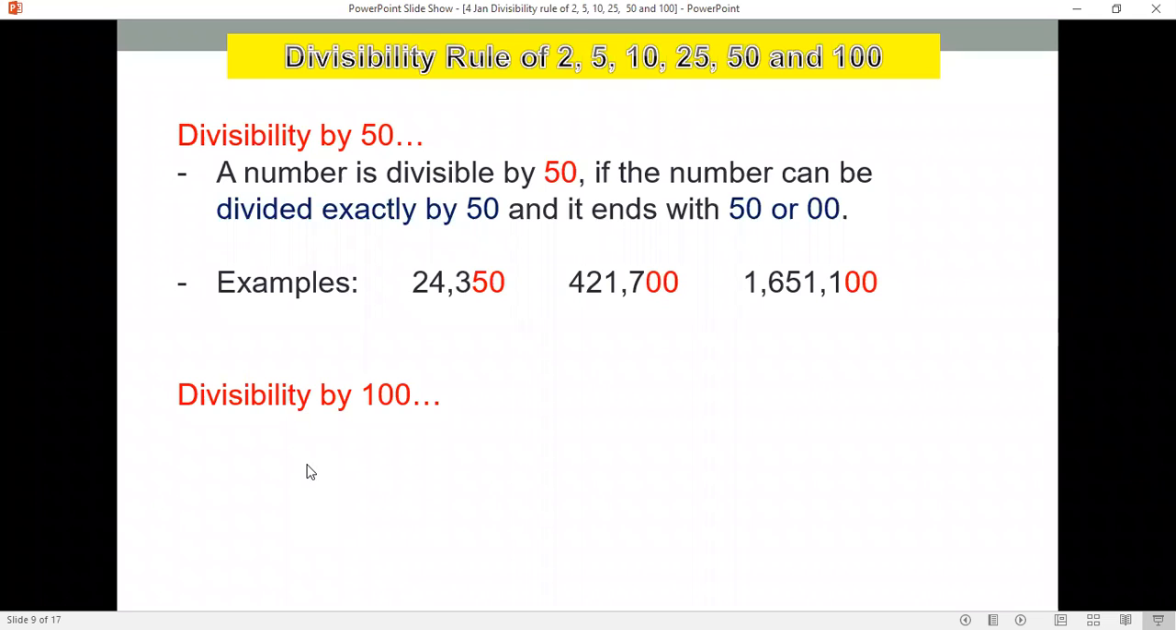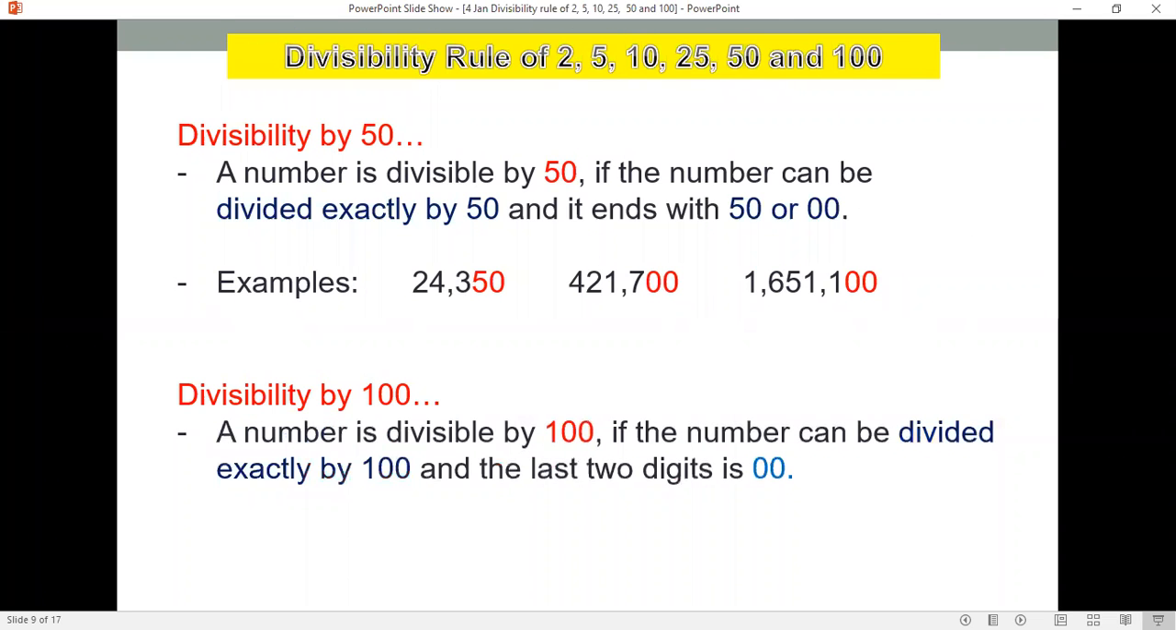Let's go to the next one. Divisibility by 100. What do you think it will be? What are the numbers that are divisible by 100? Okay, a number is divisible by 100 if the number can be divided exactly by 100 and the last two digits are 00. Any number that ends with 00 is divisible by 100.